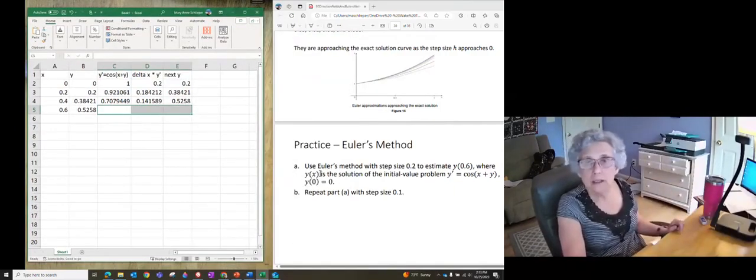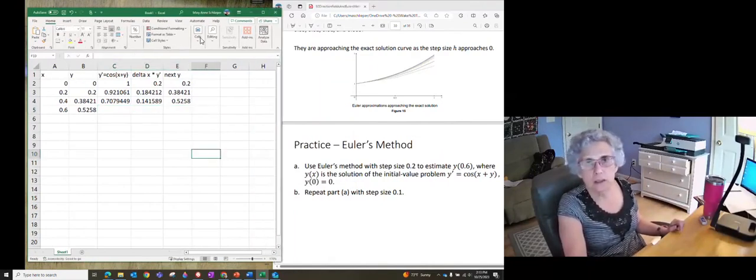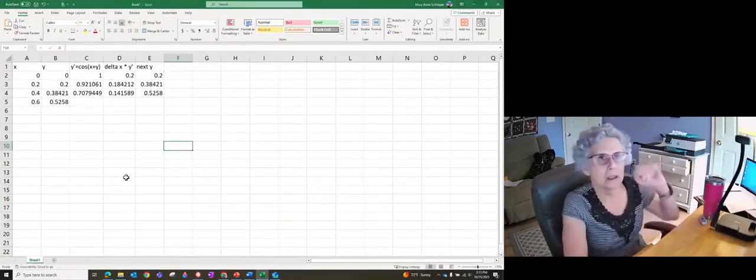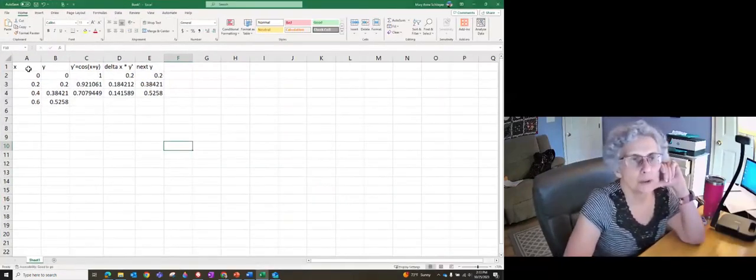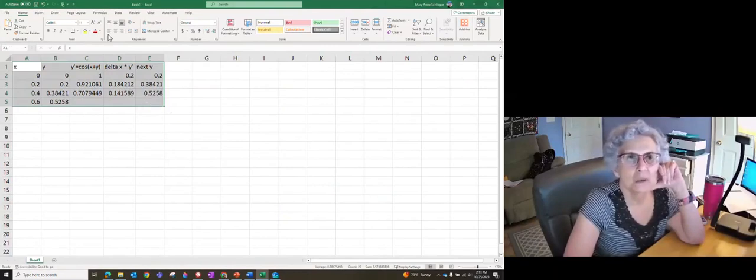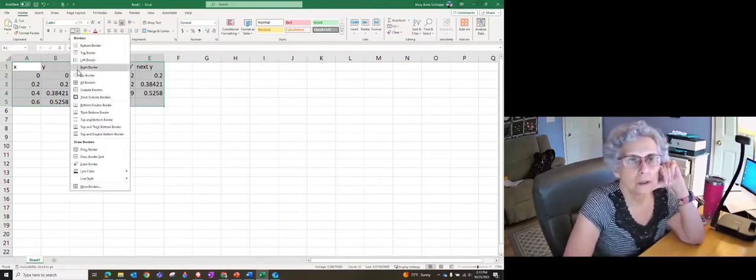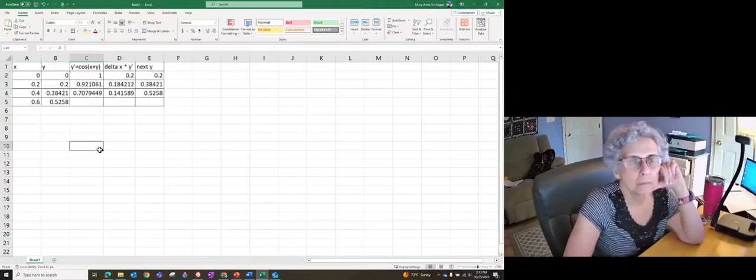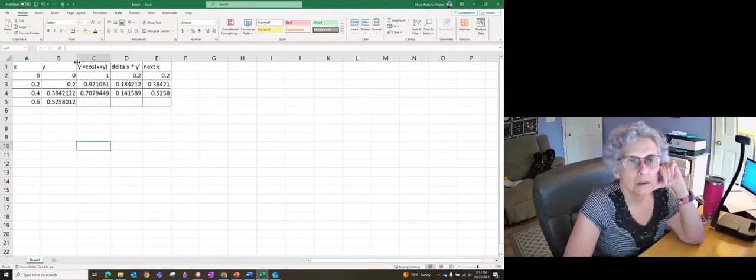Let's do it again with a step size of 0.1, just for practice. Now, I'm going to go ahead and let Excel cover up the whole screen because I like to put some borders around here because borders make it pretty. You also know that Excel is keeping more digits up here, and I like to highlight my final answer. So, let's go back and do it again.